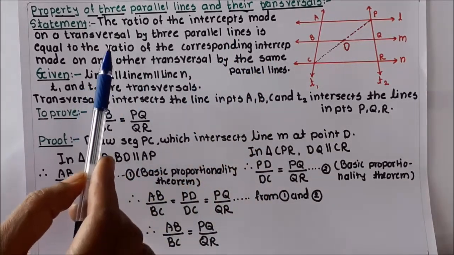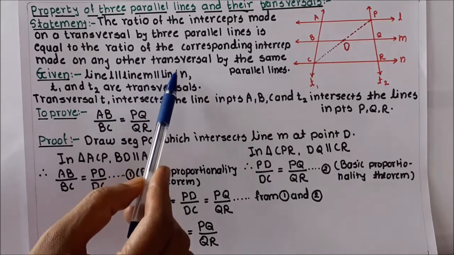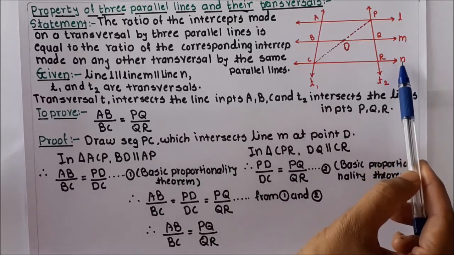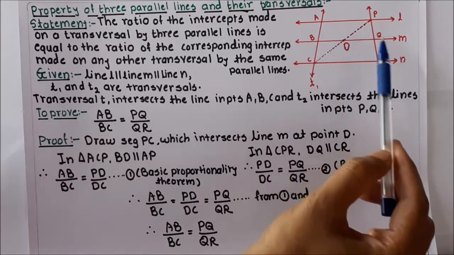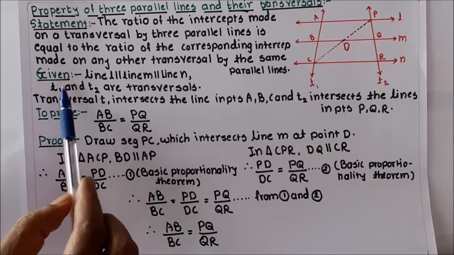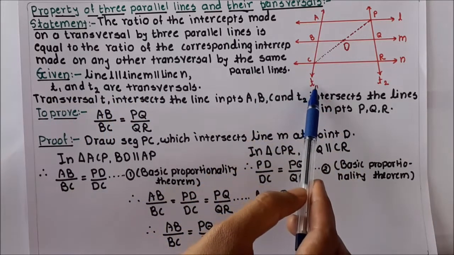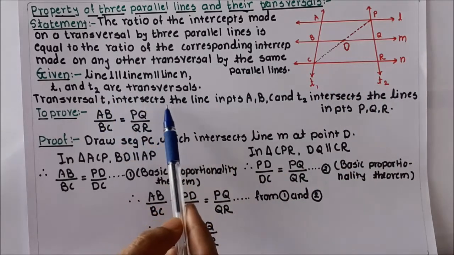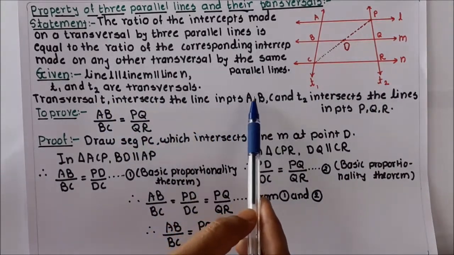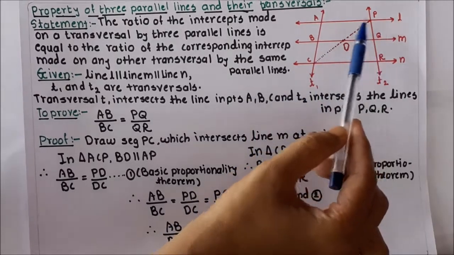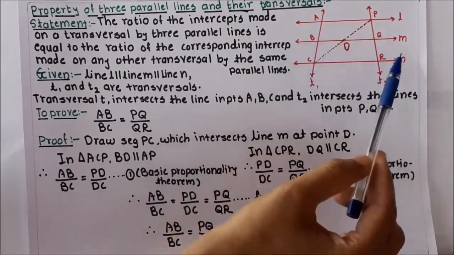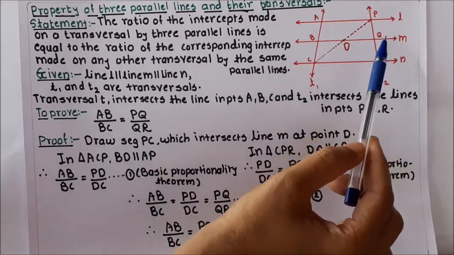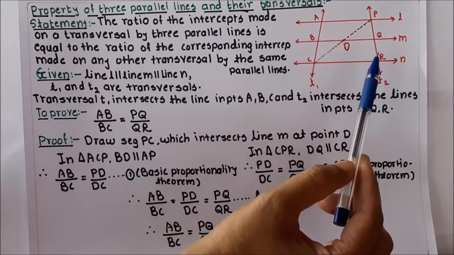Now here it is given line l parallel to line m parallel to line n. You can see in this diagram, this is line l, this is line m, and this is line n. All these three lines are parallel to each other. Now T1 and T2 are transversals. This T1 is one transversal, T2 is another transversal. T1 intersects line l at A, line m at B, and line n at C. And T2 intersects line l at P, line m at Q, and line n at R.